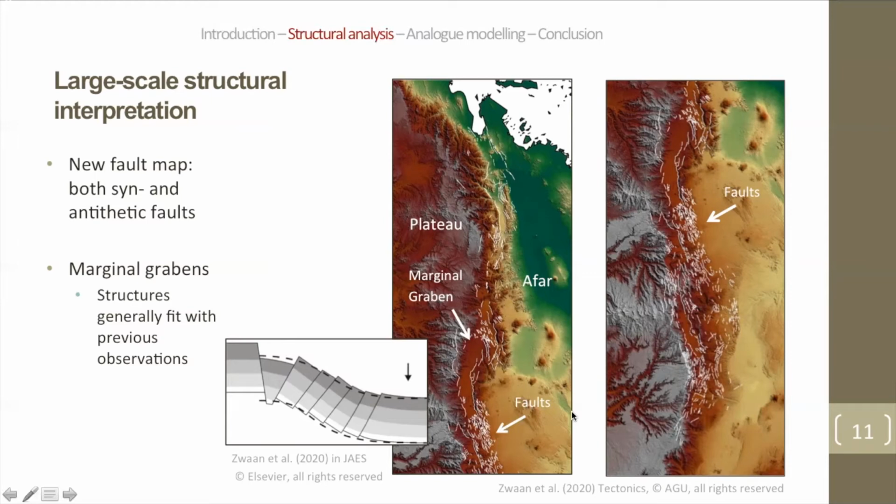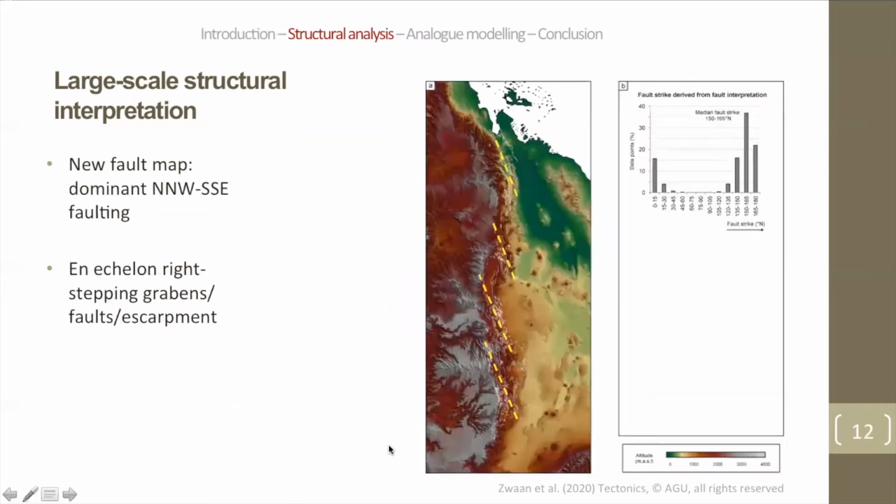And this structure that we find from the mapping exercise, it really quite well fits with the earlier idea of what the structure is of this margin. So that's a good fit there.